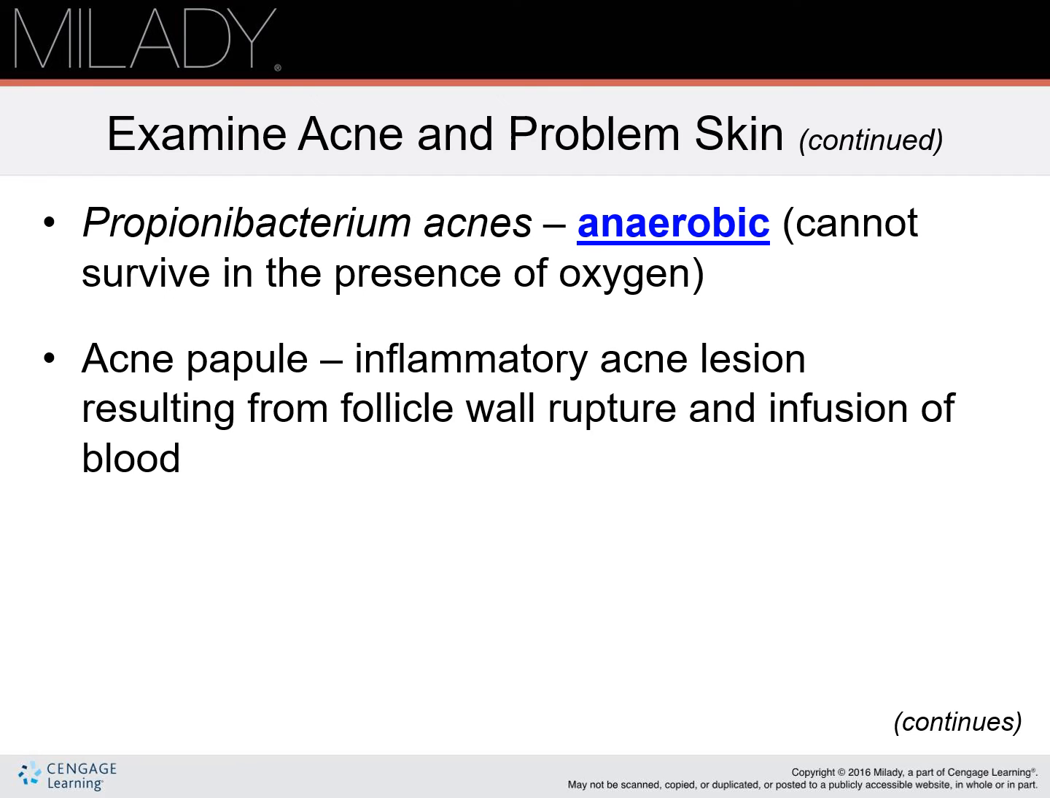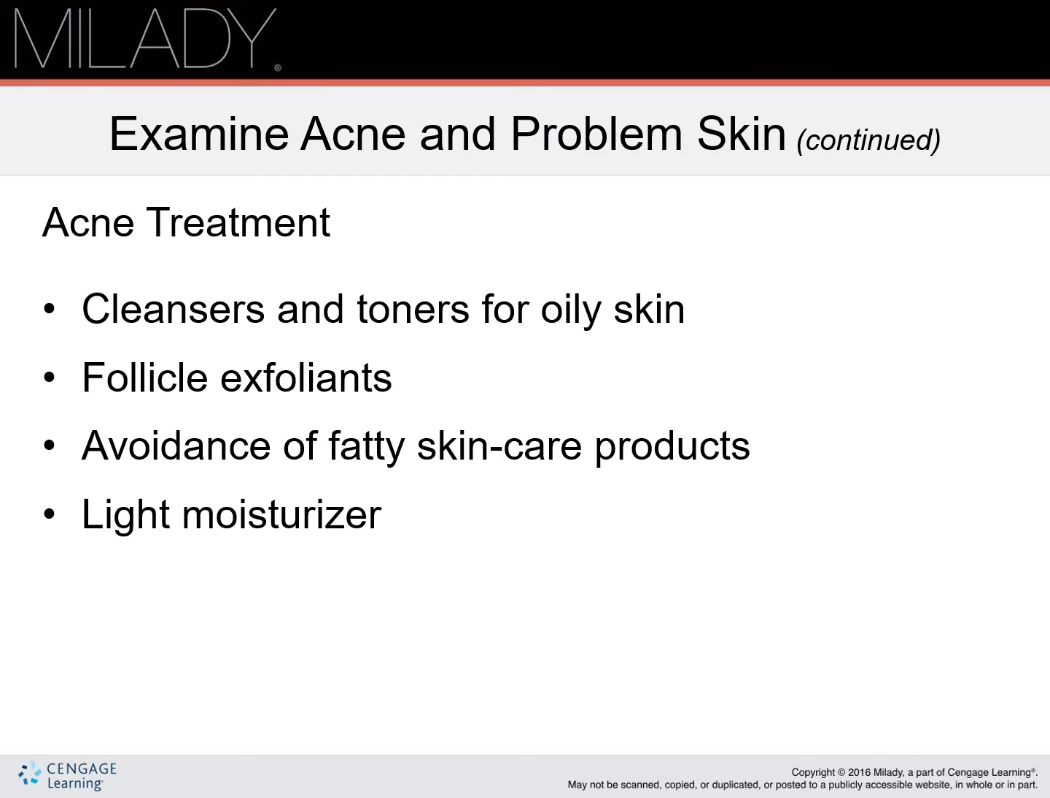Then we have an acne papule. This is an inflammatory acne lesion resulting from this wall rupture and infusion of the blood. A pustule forms from the papule when enough white blood cells accumulate to form pus, which is primarily composed of dead white blood cells.